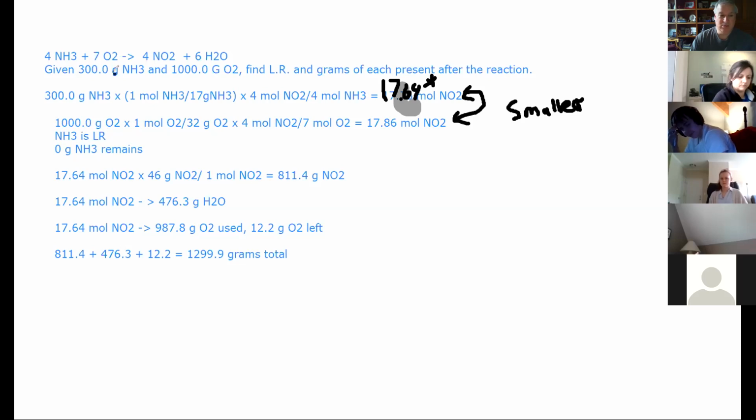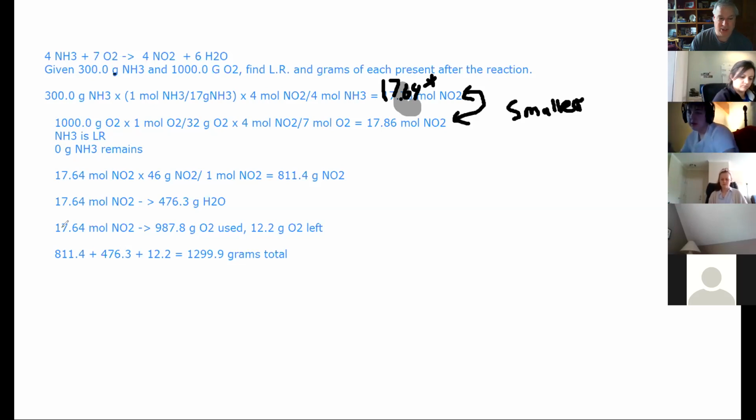NH3 ran out. We could have made 17.86 moles of NO2 from the given amount of O2, but we only made 17.64, so we're going to have some O2 left. In other words, O2 is our excess reagent. So how much do we have left?